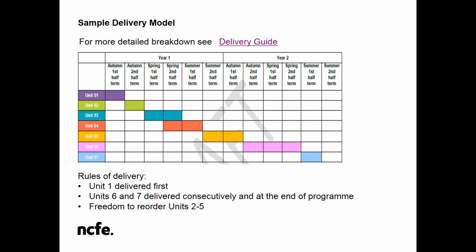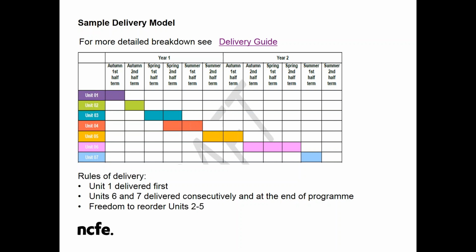Okay, so I'm just going to give you an indicative or sample delivery model. Generally, the qualification is delivered over 2 years. Again, in QualHub, we have something called a delivery guide, which will go into a lot more detail than what you can see here. I'm just giving you the overarching view. So when you get the link to the slides, you'll be able to view that delivery guide in more detail.